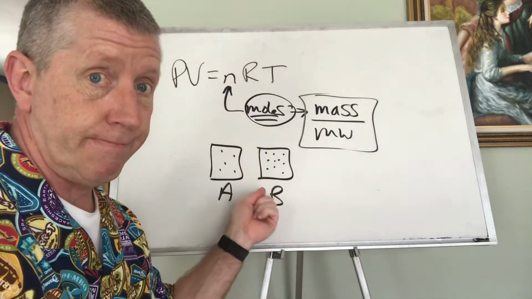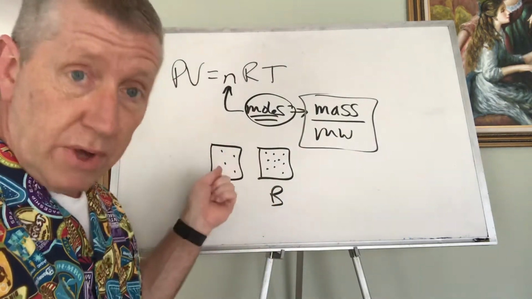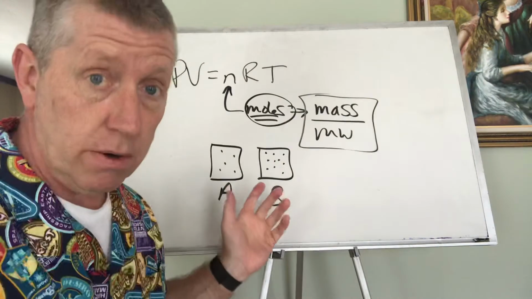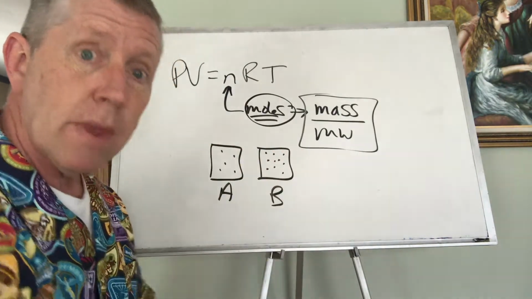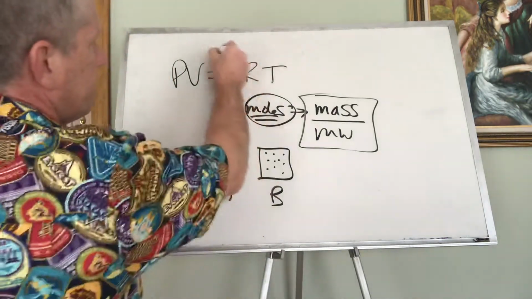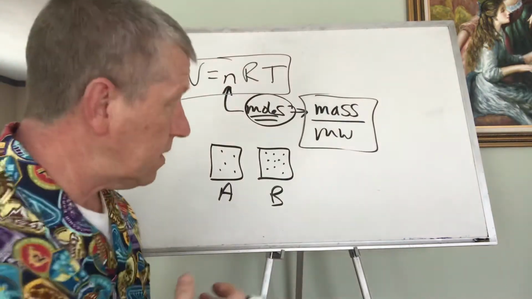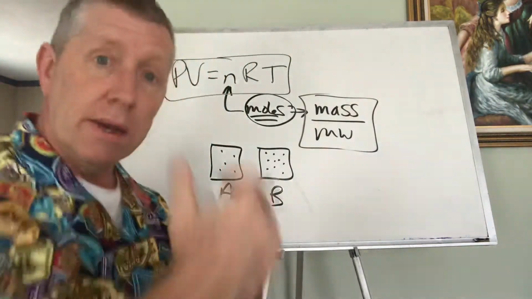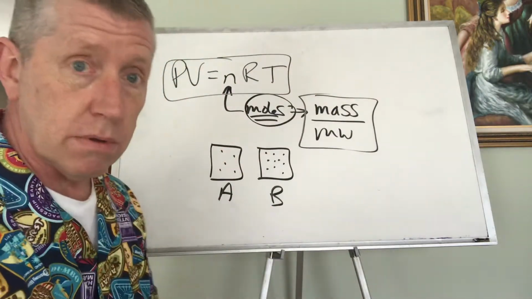Container B. More particles, more pressure. If you don't have a rigid container, you'll have an expanding volume. So the number of particles makes a difference. So the ideal gas law takes into consideration how many particles you have.